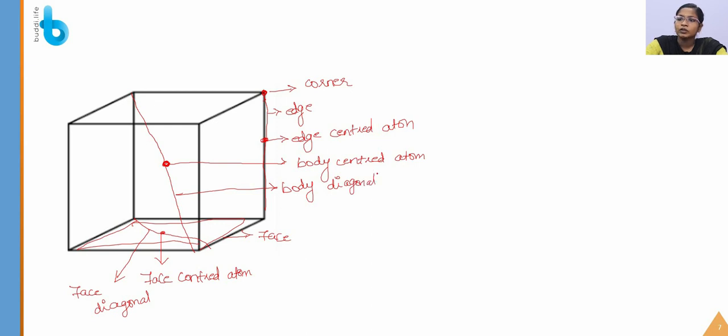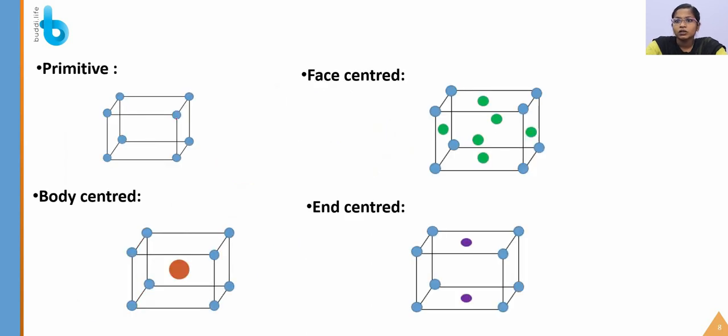So now we are going to see about the types of unit cell. In primitive unit cell, the atoms can be occupied only at the corners of the unit cell. And then next is the face centered unit cell. Along with the corner atoms, the atoms can be occupied at the center of all the faces, and that type of unit cell is known as the face centered unit cell.